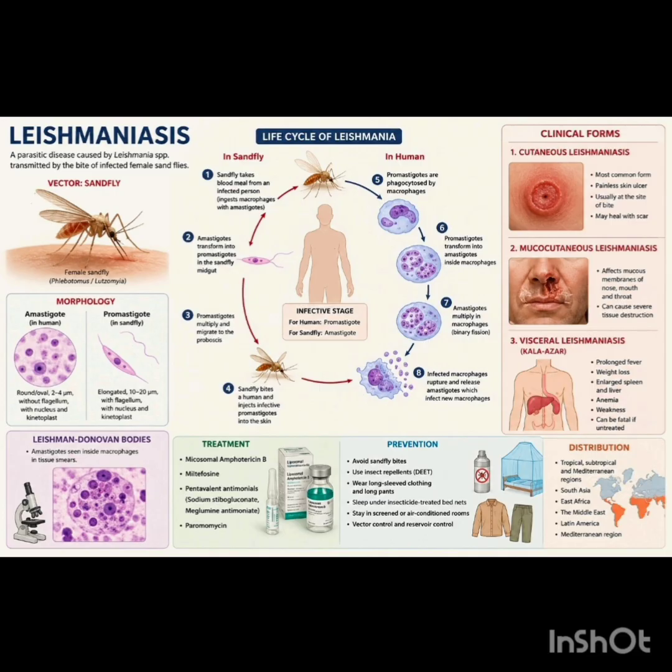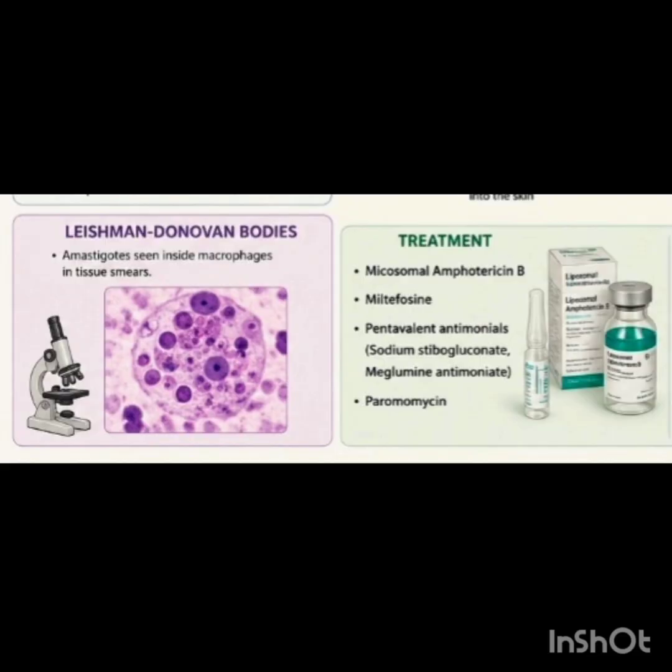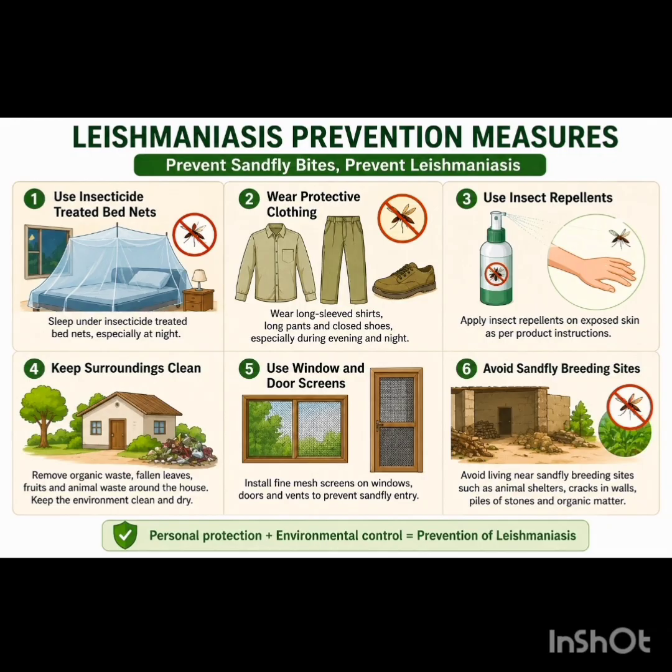But perhaps the most important lesson is prevention. There is no need to fight a parasite after it enters the body if we can reduce the chance of the sandfly delivering it in the first place. So, insect repellents, protective clothing, insecticide treated bed nets, screened rooms, and appropriate vector control measures can all help reduce transmission.